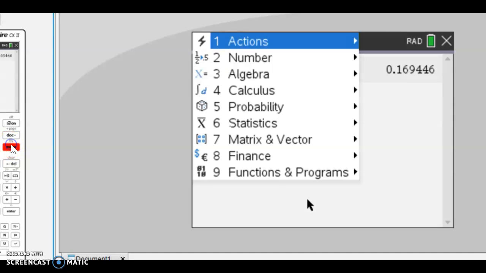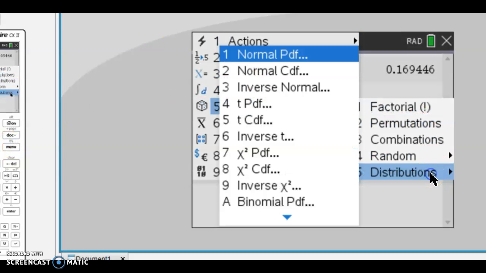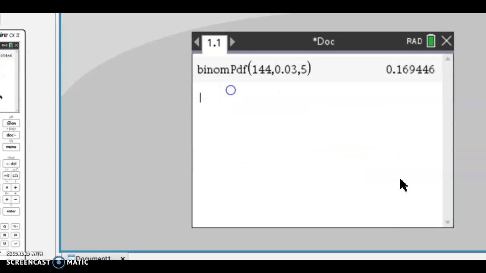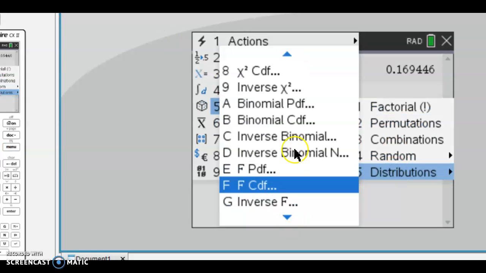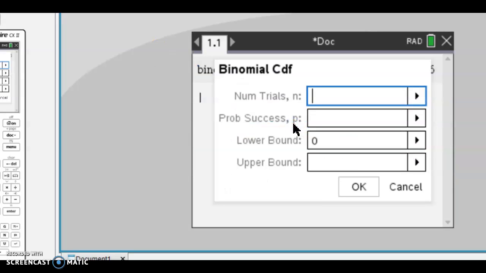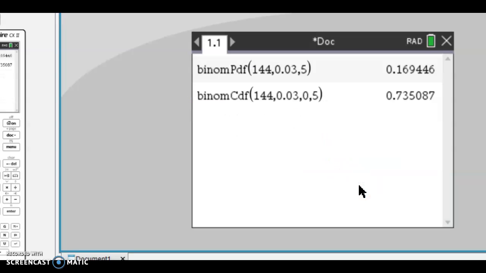Okay, let's look at another way to do this. If I go back into probability, I'm going to use the same basic stuff, but I'm going to use CDF here, which is this one. Now, this is a little bit different, but I can show you what I mean. So 144, probability is 0.03 still. Now, what if I wanted to know the probability that it was no more than 5, or the probability that it was between 0 and 5? So I could put a lower bound of 0 and an upper bound of 5. Doing this, the probability is going to be cumulative. It's going to tell me the probability of 0, 1, 2, 3, 4, and 5. So that tells me that's 0.735.